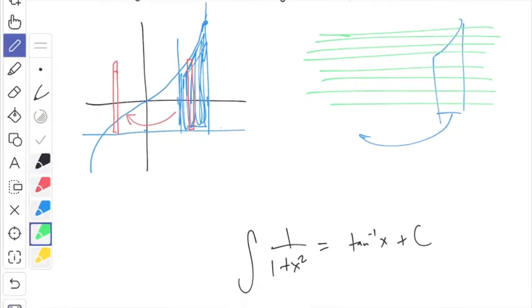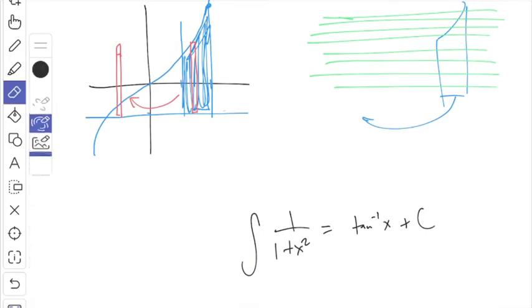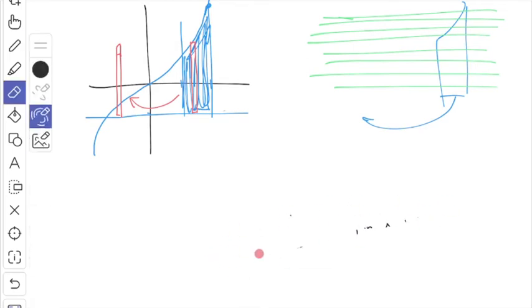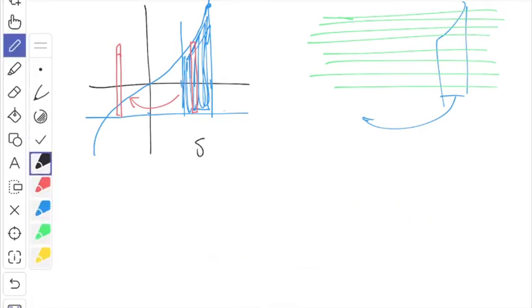You've got to remember the shells formula. So we're going to do the shells. The shells formula is the integral of 2 pi x f of x dx.